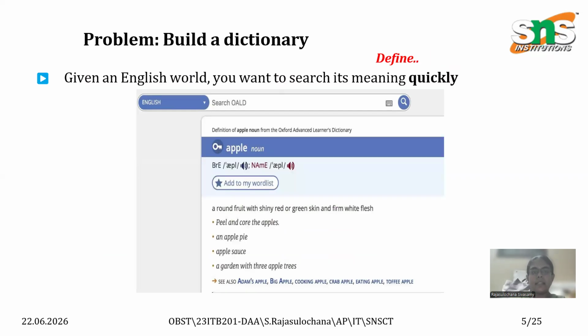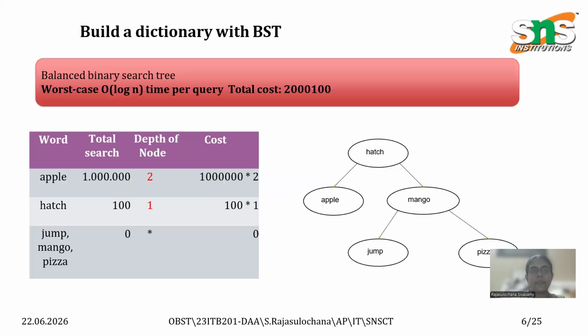So here it is a dictionary. You are going to search for an English word, in such a way that you want to find its meaning quickly. That is why you build a dictionary. When you build a dictionary with a normal binary search tree, a balanced binary search tree would have a time complexity of order of log n, and its total cost is around 20 lakhs. For example, if you want to search for the word apple, the total number of searches is around 10 lakh and the depth of the node would be 2. So its cost is obviously 20 lakhs.